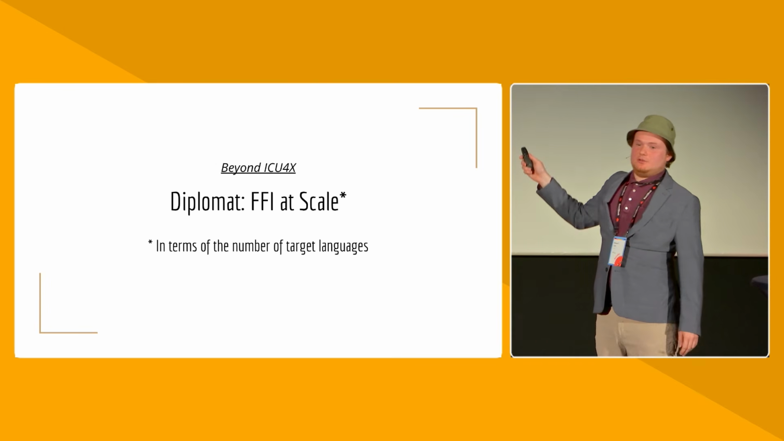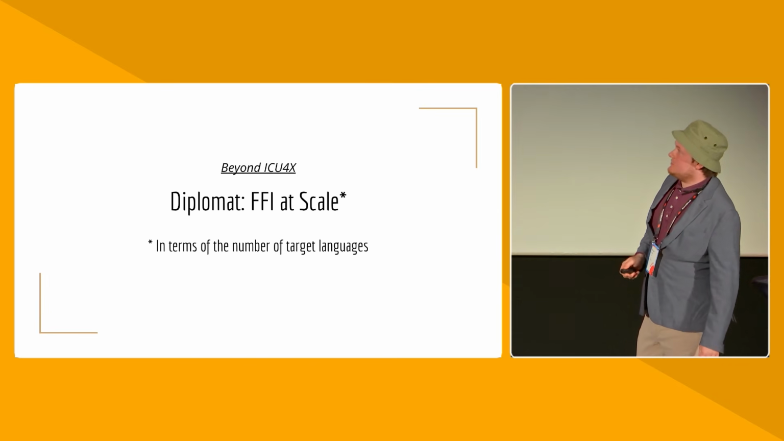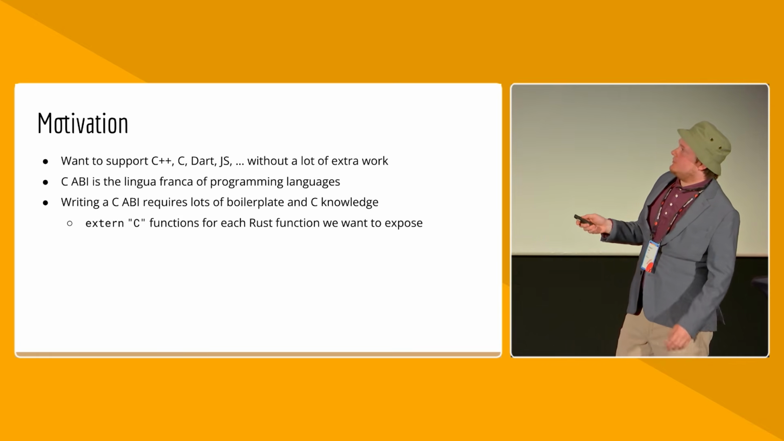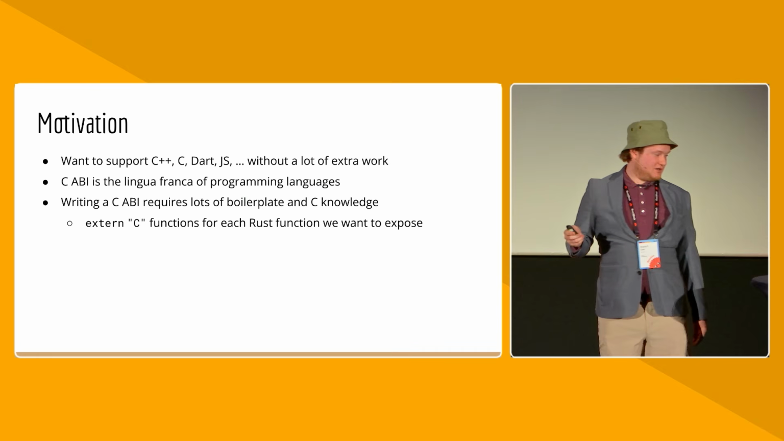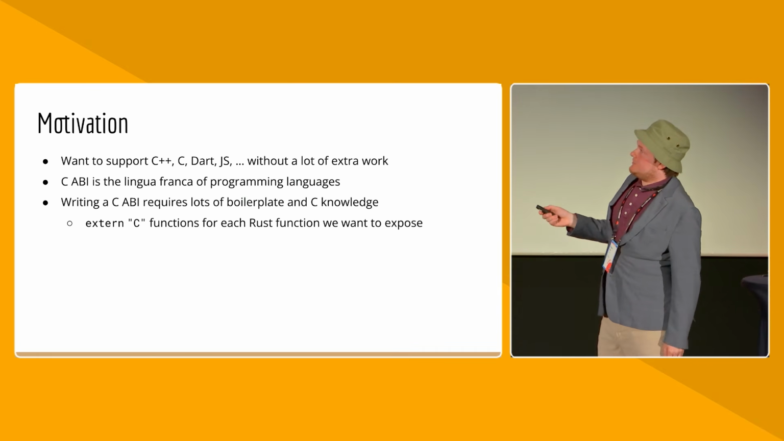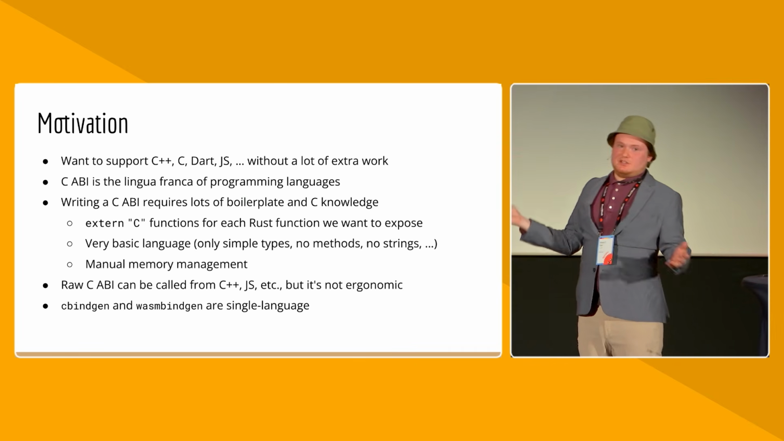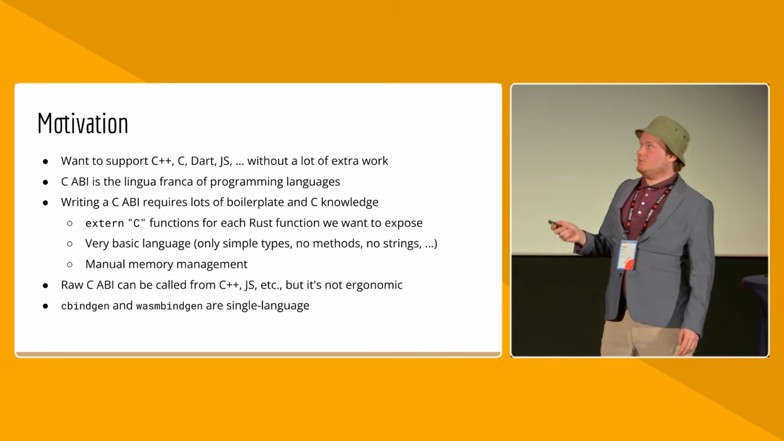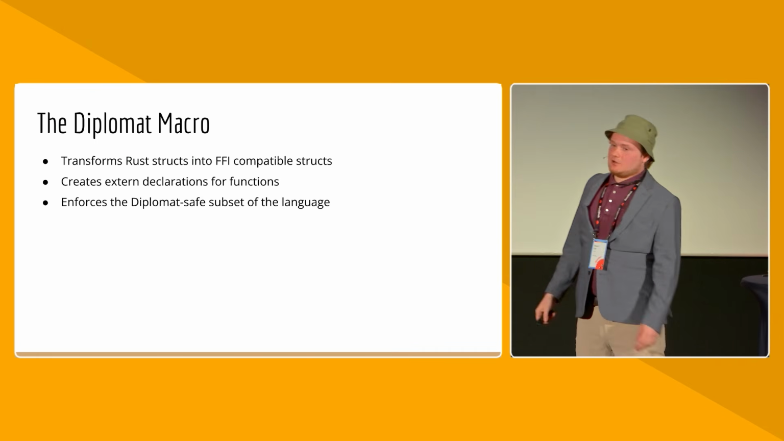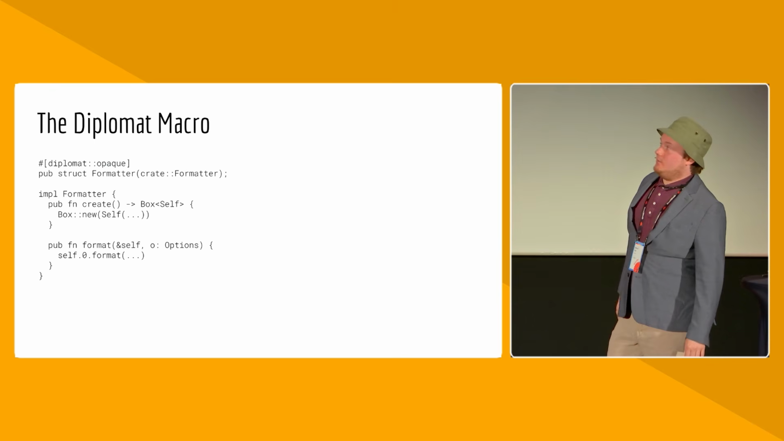Diplomat is another thing that people are very excited about. It's how we scale to many different programming languages. The motivation here is that we want to support many programming languages, C++, Dart, JavaScript, etc. We do it via the C ABI, which is the lingua franca. I'll go through this slide fairly quickly. C bindgen and WASM bindgen are great tools, but they target one language at a time. How can we target many languages all at the same time? By using the Diplomat macro.